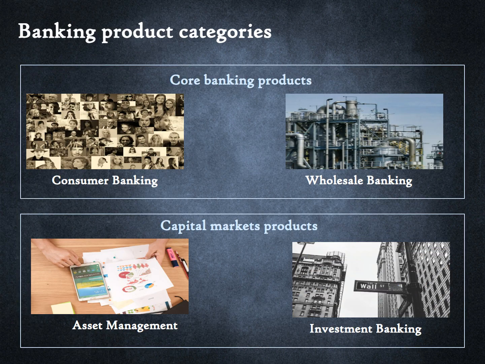Before we proceed with this lesson, let us take a moment to orient ourselves on where we are in this course. So far, we have developed an understanding of what banks do by learning about the products they sell across the 4 categories of consumer and wholesale banking, asset management and investment banking. In this lesson, we will shift from a qualitative description of banks to a more quantitative approach.